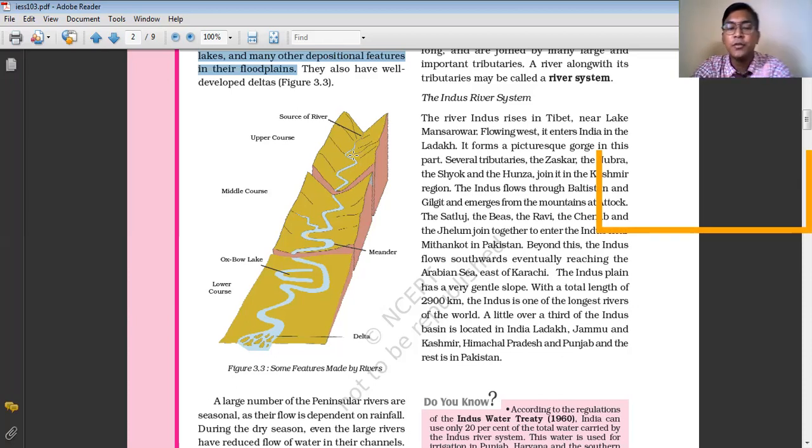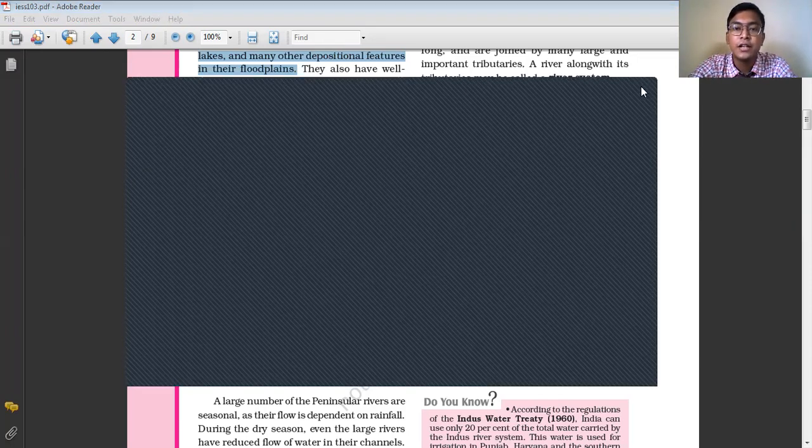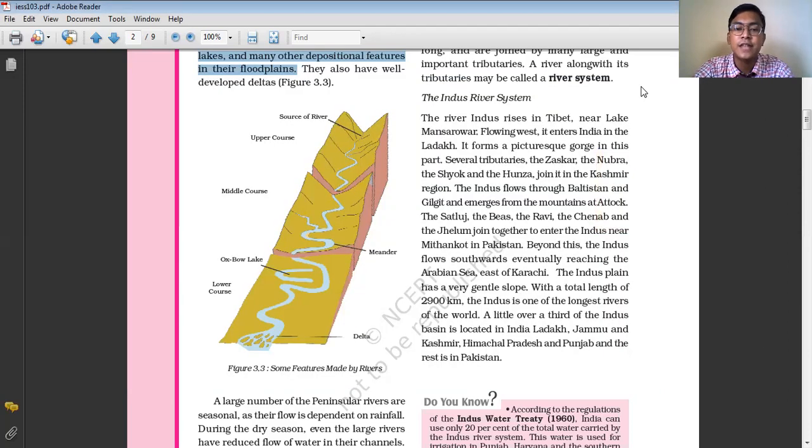Some of the important characteristics of the Himalayan rivers are: they are perennial in nature, with a continuous supply of water throughout the year. They cause much erosional activity in the upper course, and in the middle and lower course they form various types of depositional landforms. Some of the important landforms are the meanders, the oxbow lakes, and the deltas. These rivers also flow for a long distance. So these are some of the important characteristics of the Himalayan rivers.